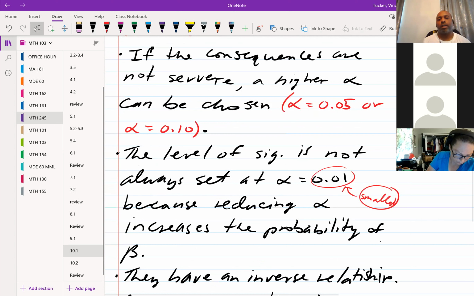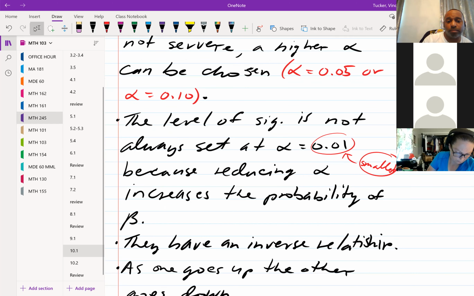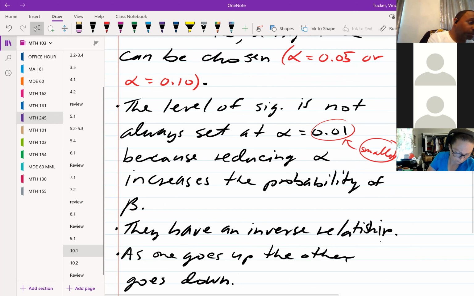When we talk about the consequences, the level of significance is not always set at alpha equal to 0.01. That's the smallest one normally used among our common ones, because reducing alpha increases the probability of beta. So that's what we mean by consequences: which one are you willing to deal with the chance of happening the most? They have an inverse relationship. As one goes up, the other one goes down.